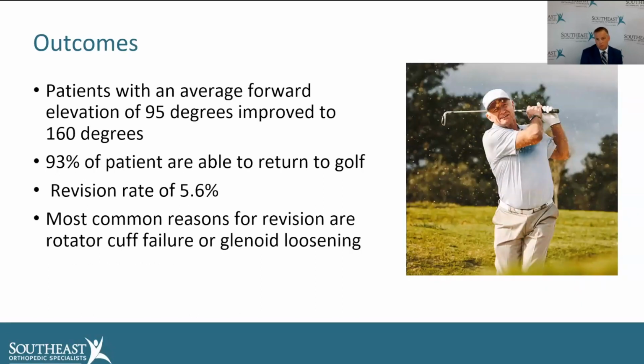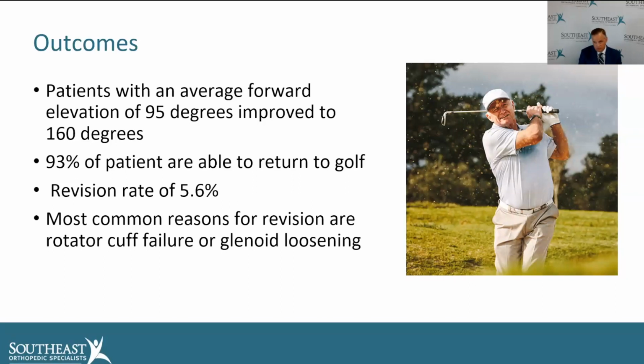Outcomes. So patients do really well with anatomic total shoulder. Patients that only had about 95 degrees of forward flexion, so that's about the level of your shoulder, were able to get 160 degrees after surgery, which is about that high. 93% of the patients were able to return to golf. Revision rate is about 5.6%, which is higher than reverse total shoulder.